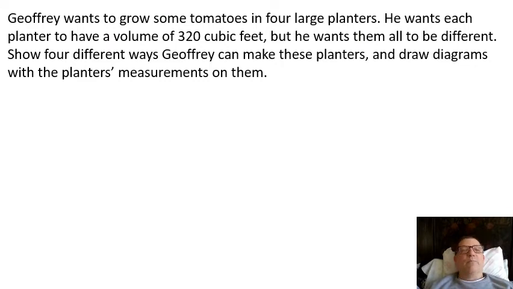Okay, in this problem, it said Godfrey wants to grow some tomatoes in 4 large planters. He wants the planters to have a volume of 320 cubic feet. Show 4 different ways Godfrey can make planters and draw diagrams with the planters' measurements on them. Okay, now when you're trying to do this, the easiest thing is to start with the volume.